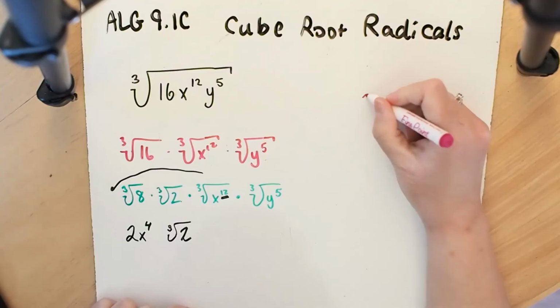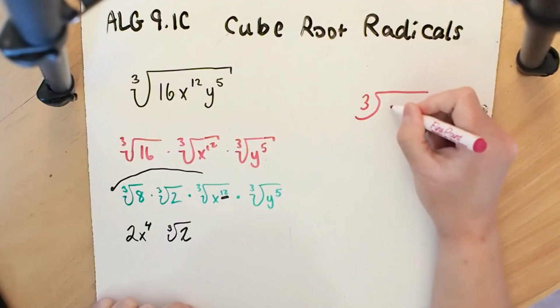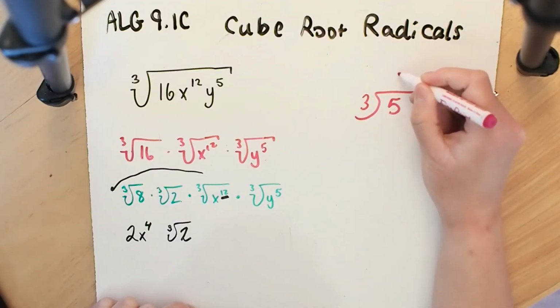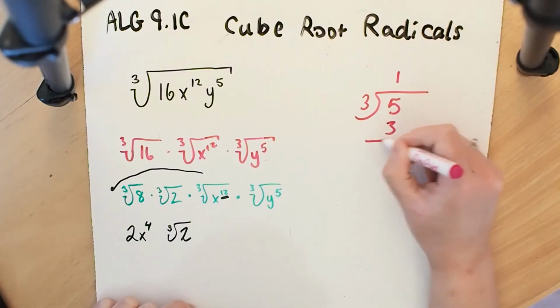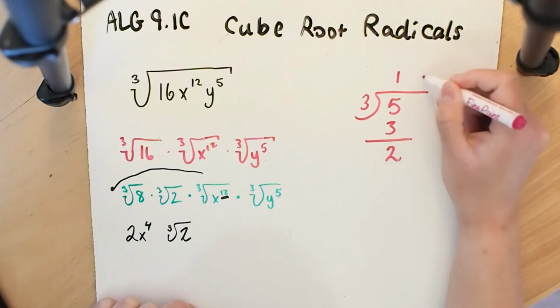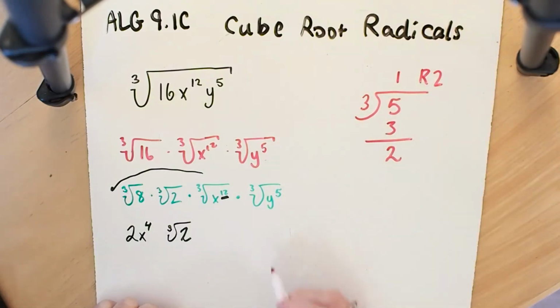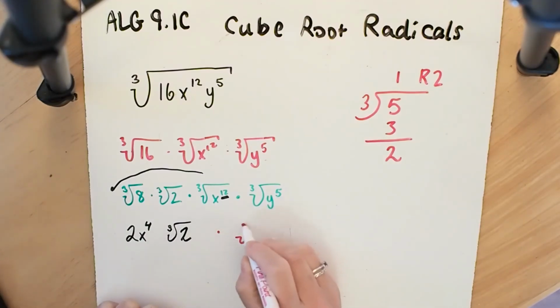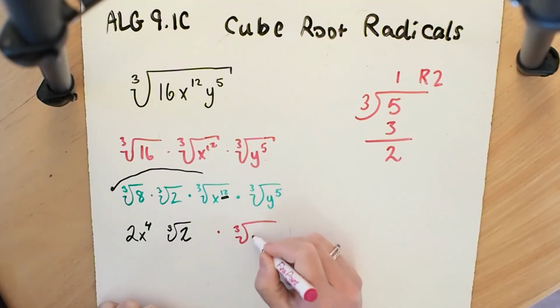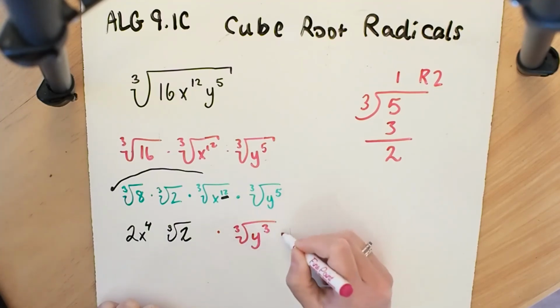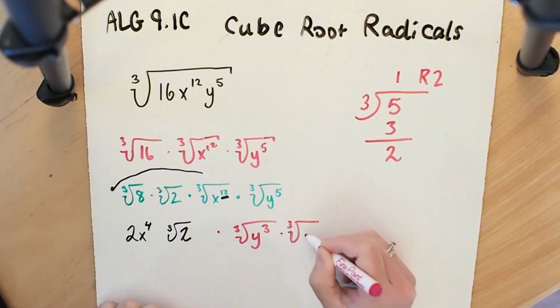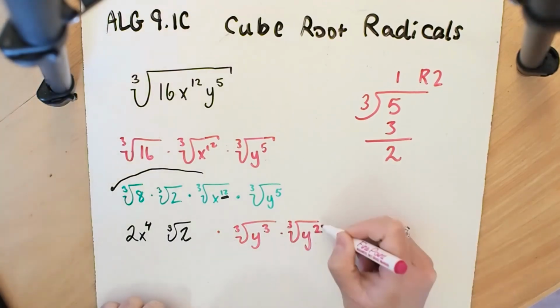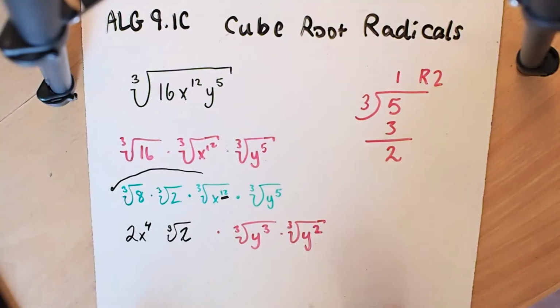I'm going to say, okay, how many times does 3 go nicely into 5? Well, I know that it goes in once, and my remainder is 2. What that tells me is I'm going to have an expression of the cube root of y to the 3 times the cube root of y squared. So this has been broken into 2 parts.